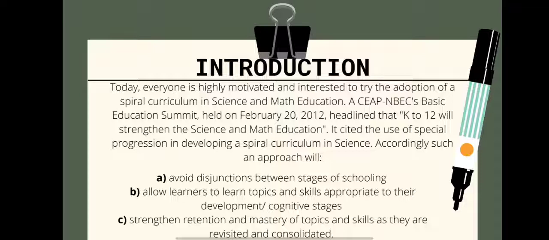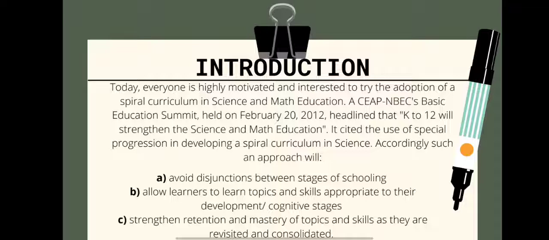Accordingly, such an approach will, A, avoid disjunction between stages of schooling. Para malikayan nga ang lack of connection between early childhood education, primary education, secondary education, or tertiary education, or the stages of schooling, wherein the plan is to make sure that the early stages of education up to the higher stages are still connected and continuous.